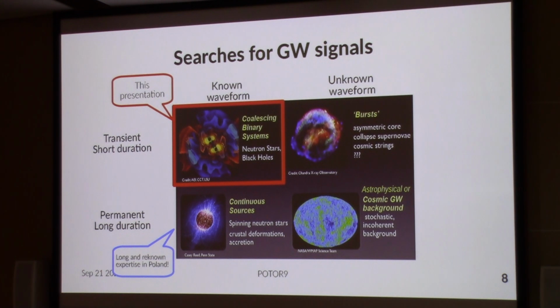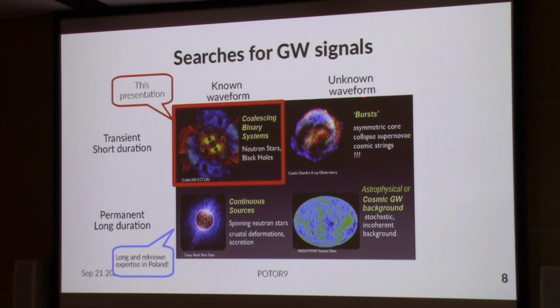So we have 4 main categories. Either there are sources that we know, because we have a physical model for the source. So we have a waveform, a reference signal to compare the data with. So this is either the coalescing binaries, which I will talk about, or it's also a continuous wave source, or an isolated pulsar that emits gravitational waves because it's distorted. And here I would like to note that there is a long and renowned expertise in Poland. The Polgraf group is really an international reference in this respect.